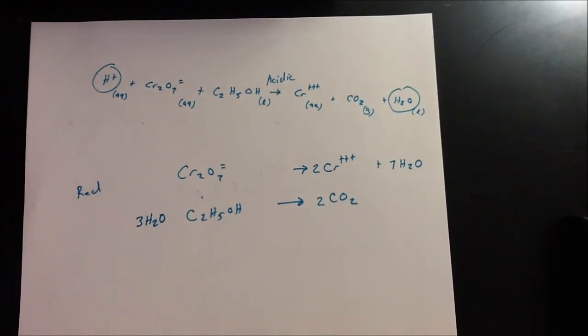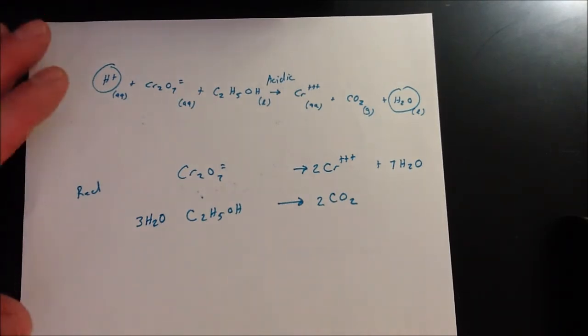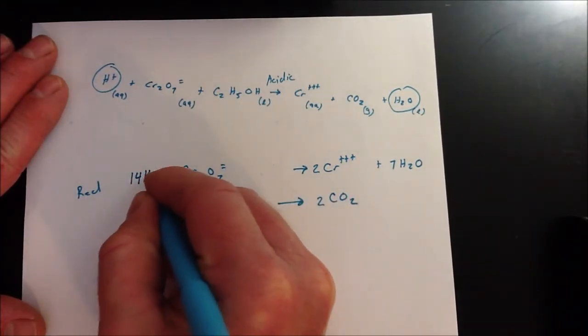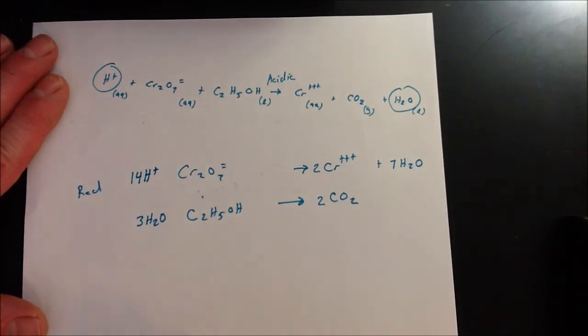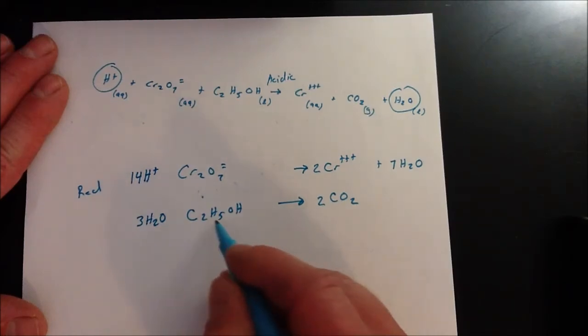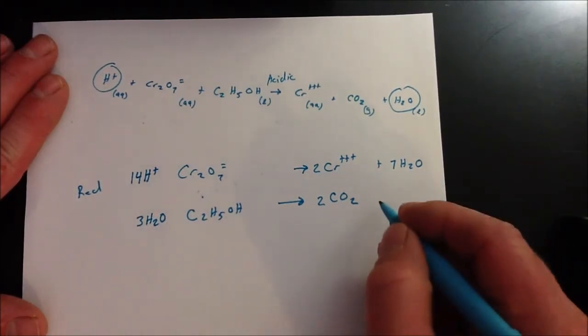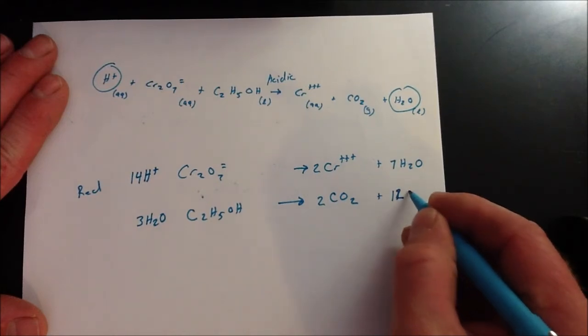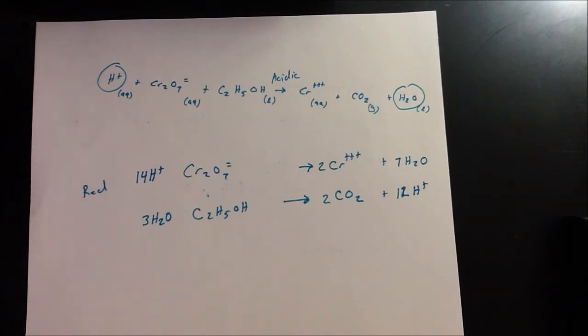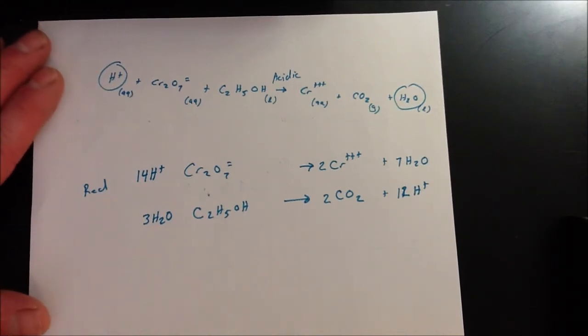So step 1, balance everything except hydrogen and oxygen. Step 2, balance the oxygens by adding in the water. Step 3, balance the hydrogens by adding in H+ ions. So I've got 14 H+ ions. And then down here, I've got hydrogen present in a couple of places. I've got 6 hydrogens and 6 more hydrogens for a total of 12 H+ ions there on the product side. So step 1, balance everything except hydrogen and oxygen. Step 2, oxygens by adding water. Step 3, hydrogens by adding in H+ ions.